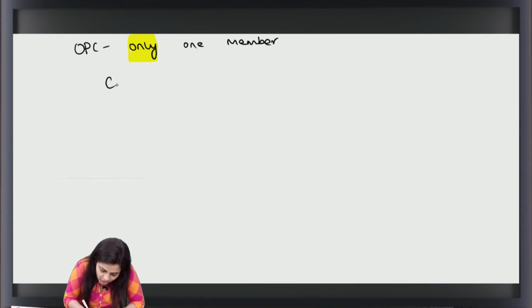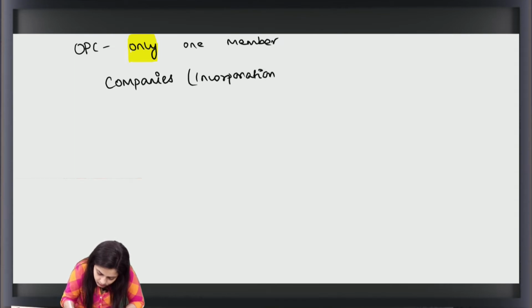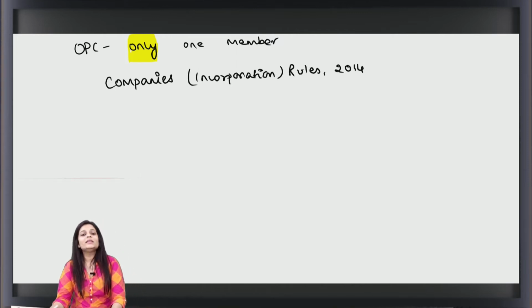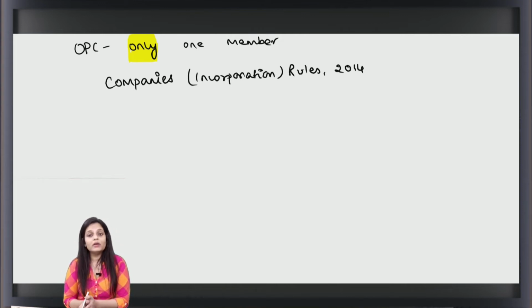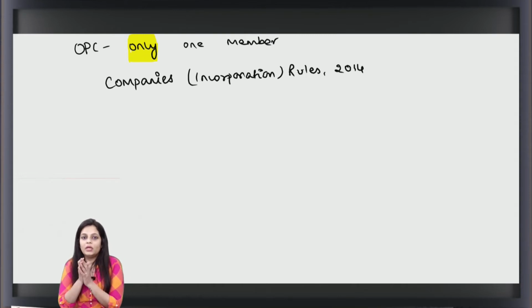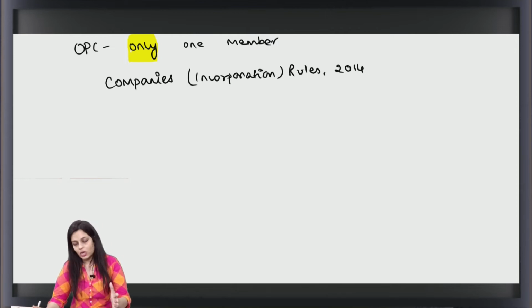Companies Incorporation Rules, 2014 tells us the details about an OPC. Now, if you notice, I have written the rule name in a very specific manner. This is how you should write the name of the rules. "Companies" and "Rules" will always be outside. Most of the rules were in 2014, whereas there are certain rules of 2016 also, 2018 also. Not all rules are of 2014 only.